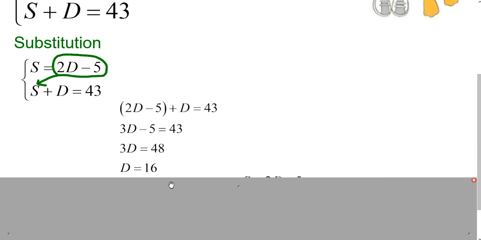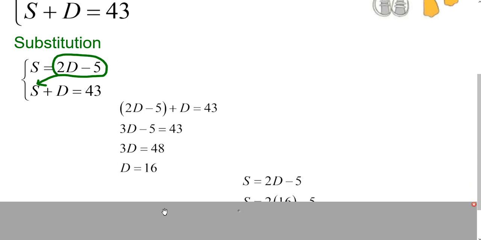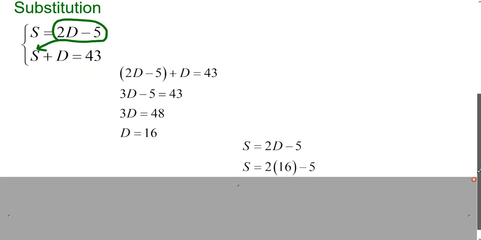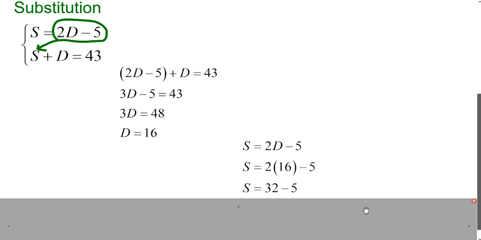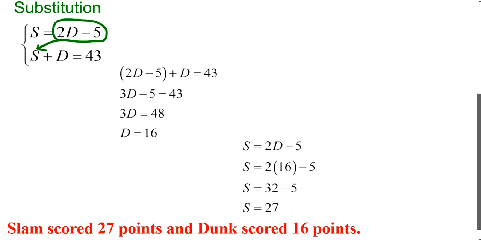How many points did Slam score? Well, if I take my value for D and put it into D in the first equation, I can figure out how many points Slam scored. Continue with your order of operations. We know 2 times 16, well, that's 32. If we take away 5 from that, that's 27. So Slam scored 27 points, while Dunk scored 16 points.